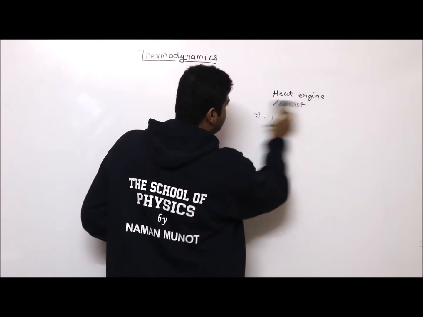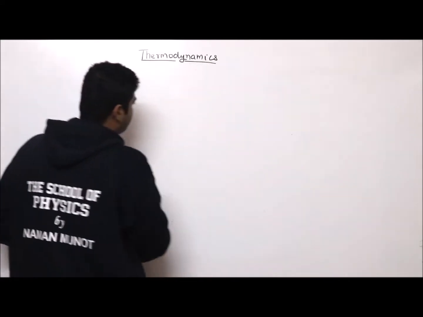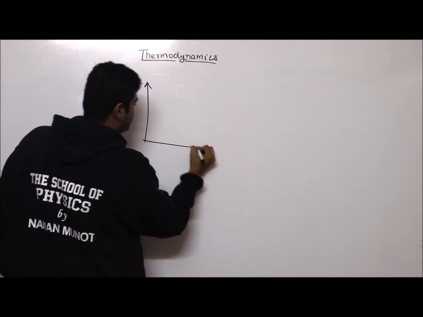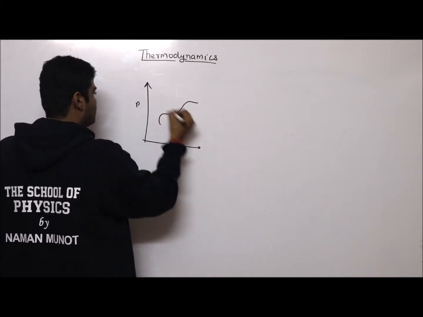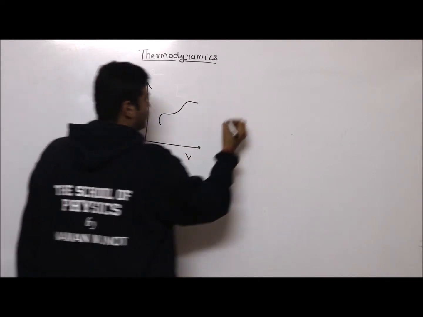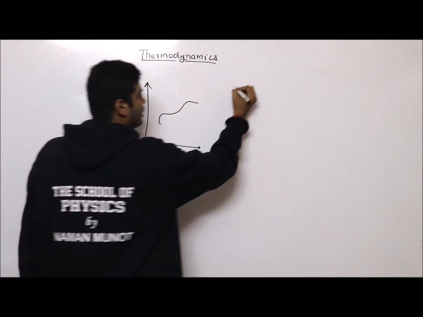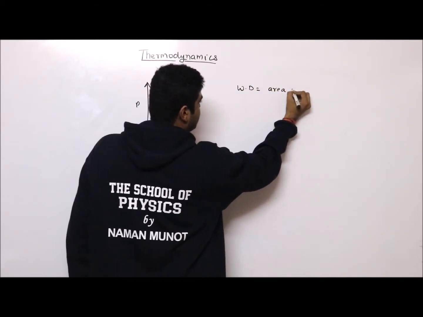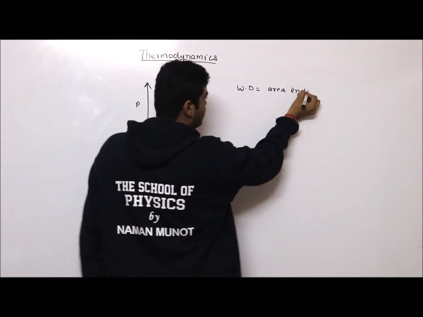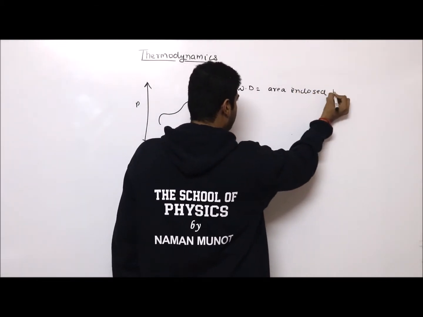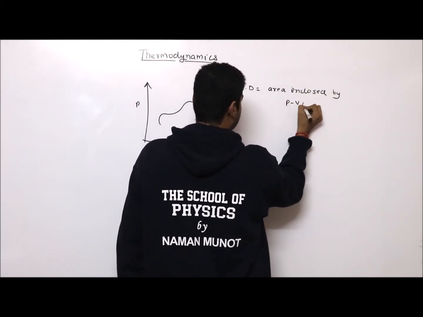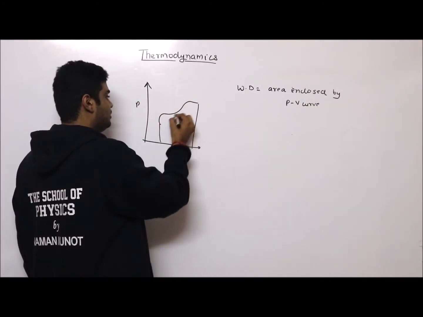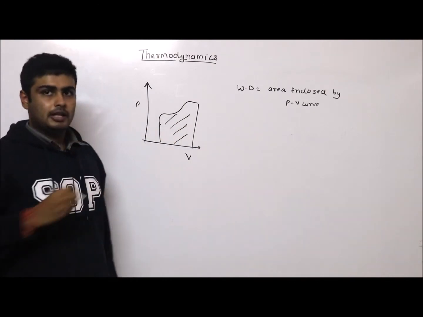These are very simple and very common questions that are asked. They'll give you some kind of a PV curve, and then they ask you what is the work done. Work done will be equal to the area enclosed by the PV curve. So you just have to find the area under this PV curve. That will be the work done in this case.